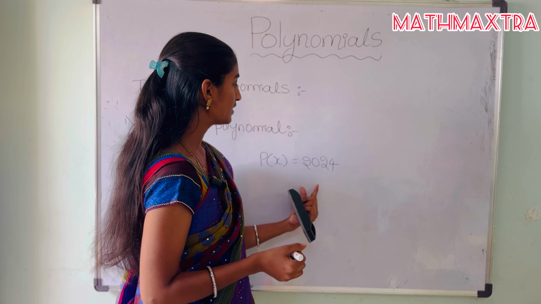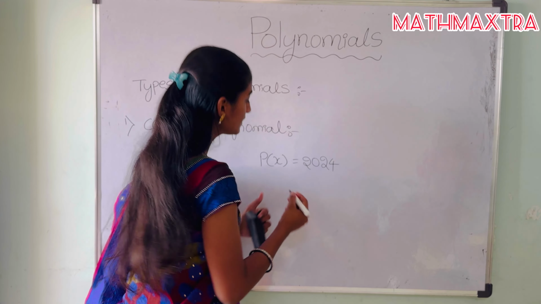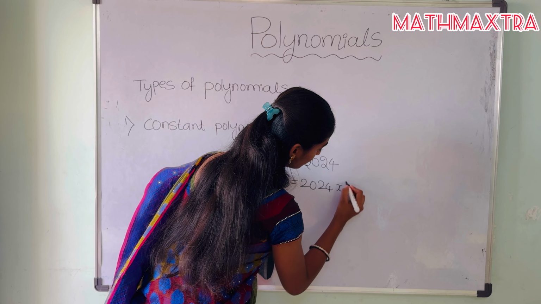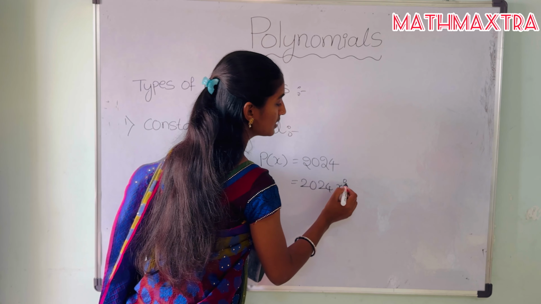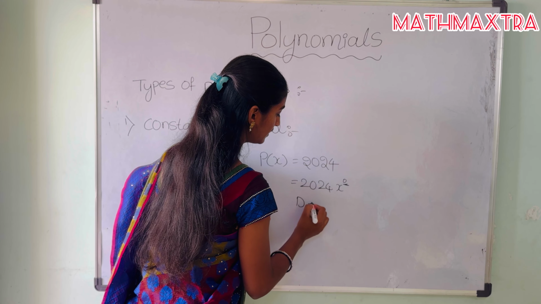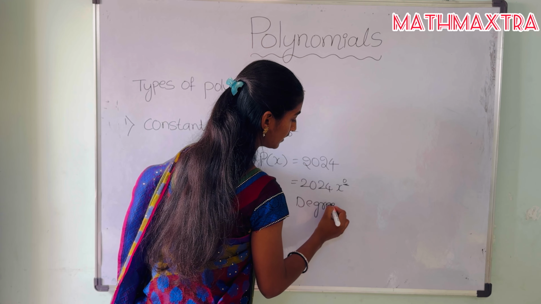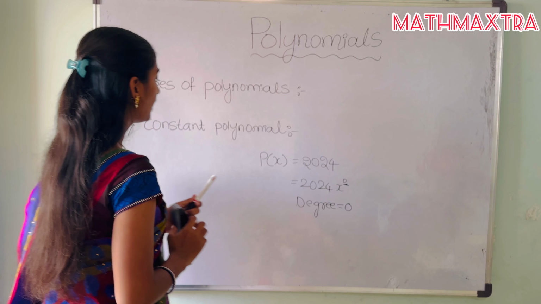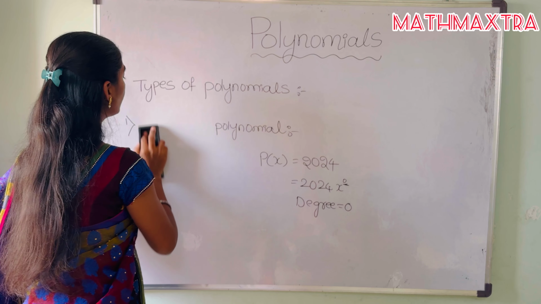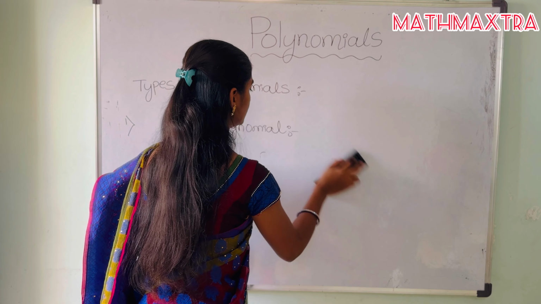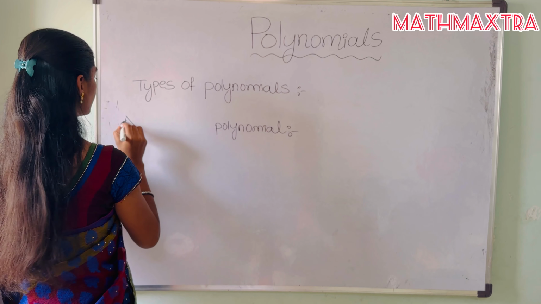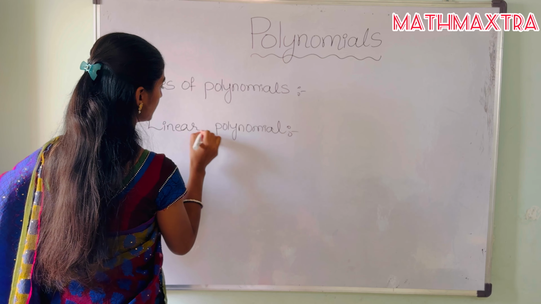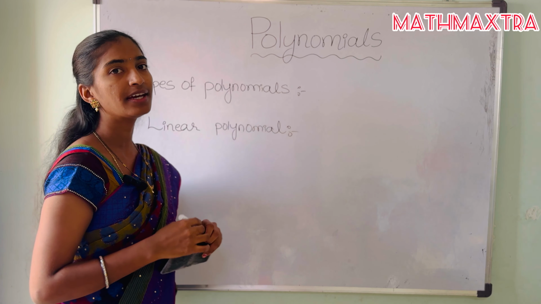For example, p of x is equal to 2024. This can be written as 2024 into x power 0, isn't it? So what is the degree here? The degree is equal to 0. That is why this is a constant polynomial. And our next one is the linear polynomial. The second type is the linear polynomial.